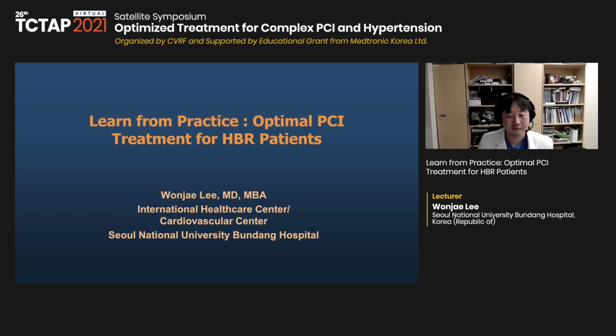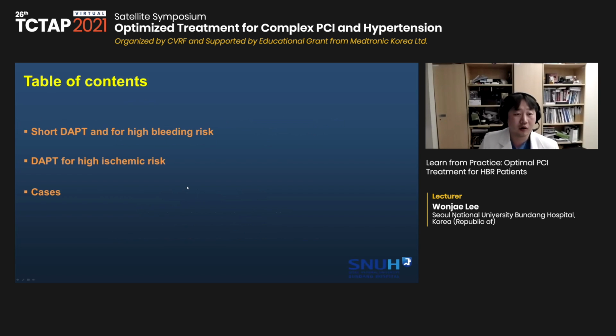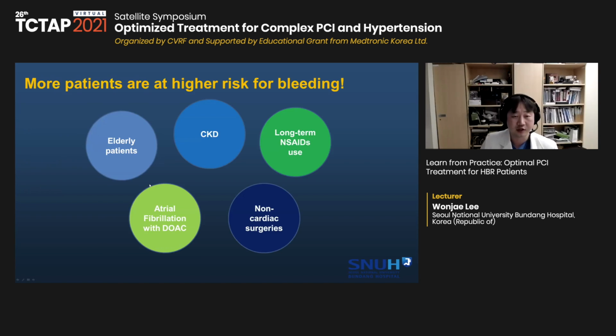My name is Wonjae Lee from Seoul National University Bundang Hospital. It is my honor to speak here today, especially in the presence of my mentor, Professor Hyo-Soo Kim. So I'm going to talk about short DAPT strategy for high bleeding risk and also DAPT strategy for high ischemic risk. And I'm going to share some of my cases on this kind of patient population.